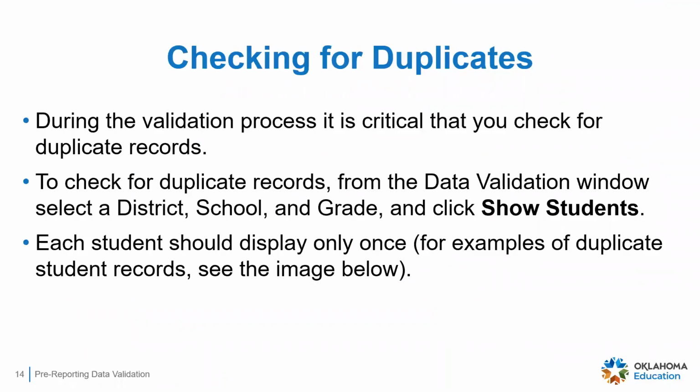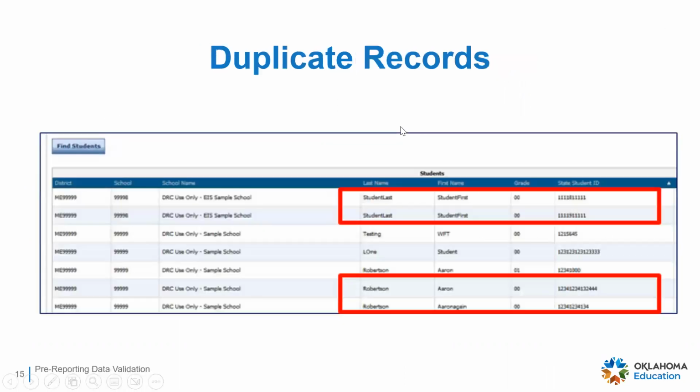Okay, so this is probably one of the most common things that we need to take care of during data validation. It is critical that you check for duplicate records. To check for duplicate records, from the data validation window, you'll select the district, the school, the grade, and then click Show Students. Each student should display only once. So here is an example of what that looks like.